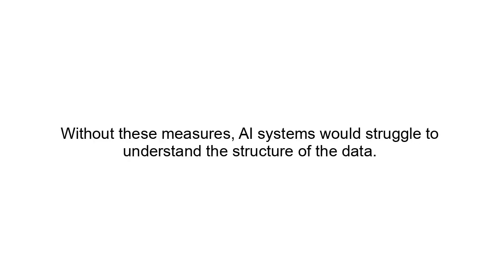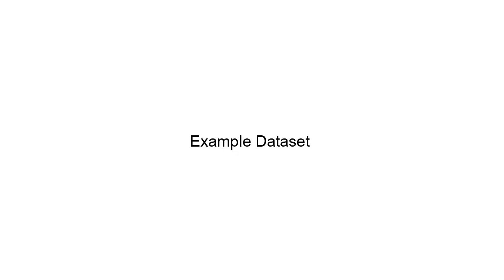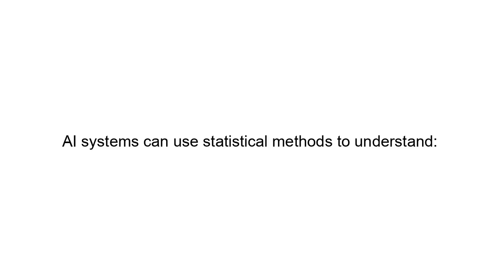Example dataset. Consider this dataset: 10, 20, 30, 40, 50. AI systems can use statistical methods to understand the average value, the middle value, and how spread out the numbers are. Mean, average. The mean is the average value of a dataset. It is calculated by adding all numbers and dividing by the total number of values.